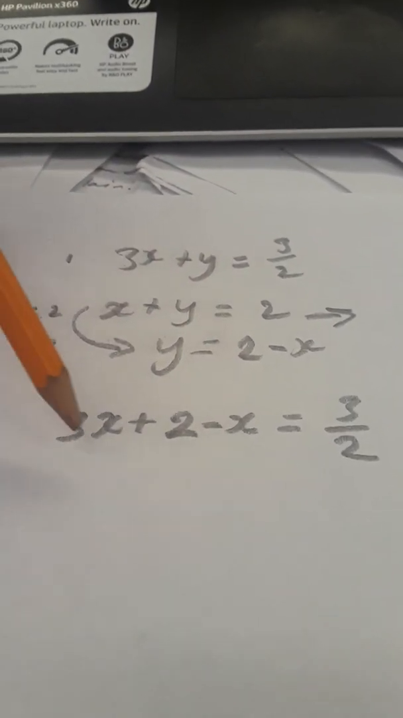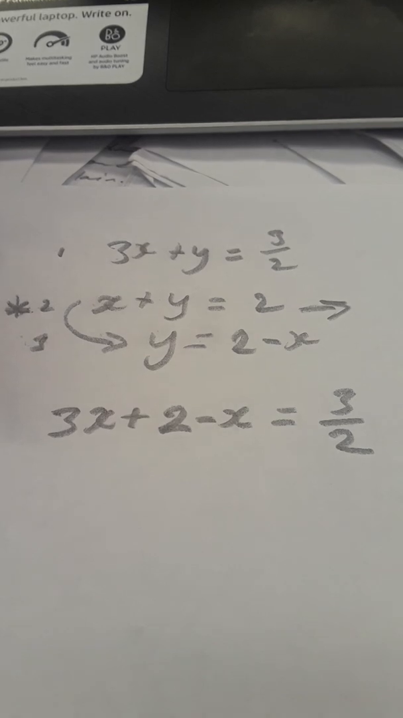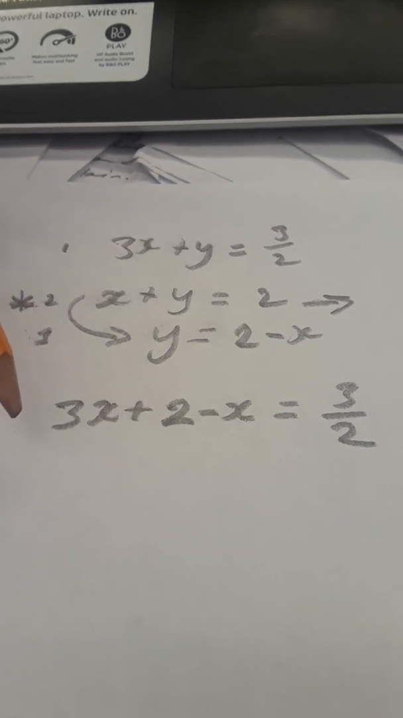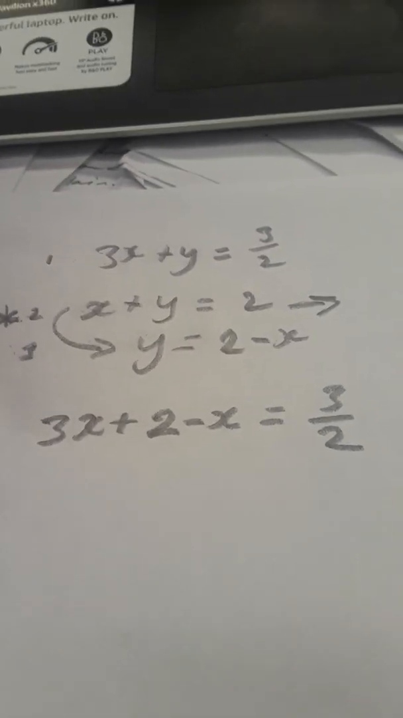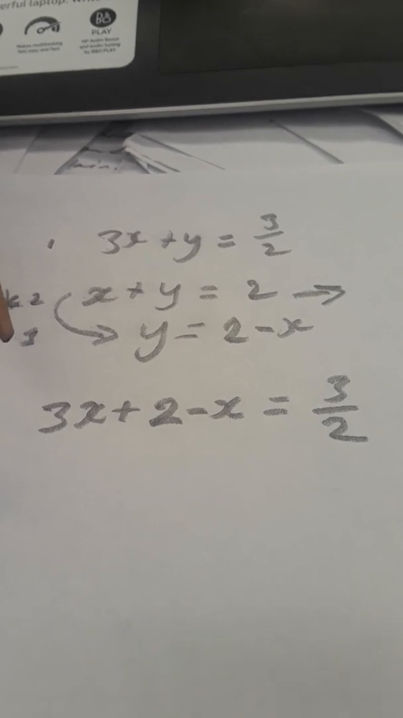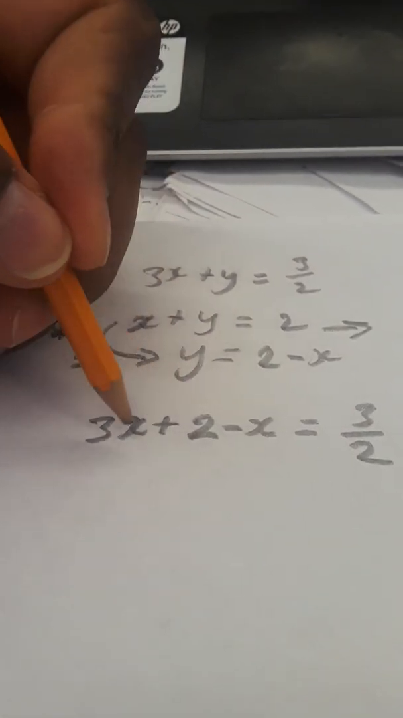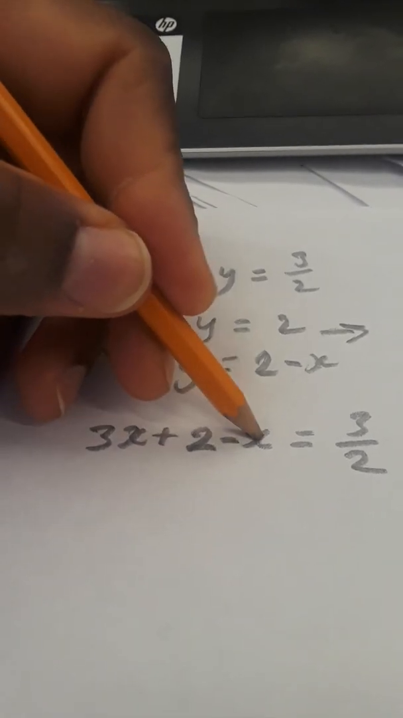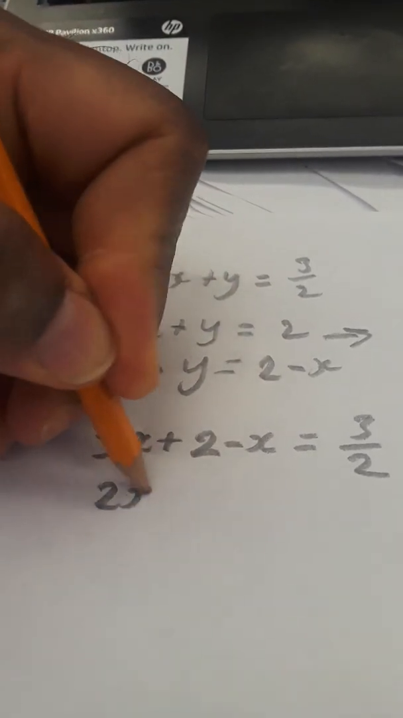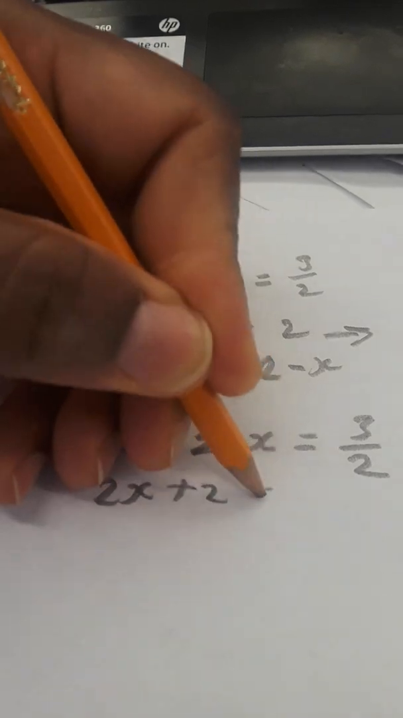Now you realize that I have no y here, I only have x. So I don't have 2 unknowns. The reason I did that is because I do not want 2 unknowns. If I have 2 unknowns, then I cannot solve the equation. Okay, here we go. So let's combine like terms. 3x minus 1x is 2x, and we have plus 2 left is equal to 3 over 2.